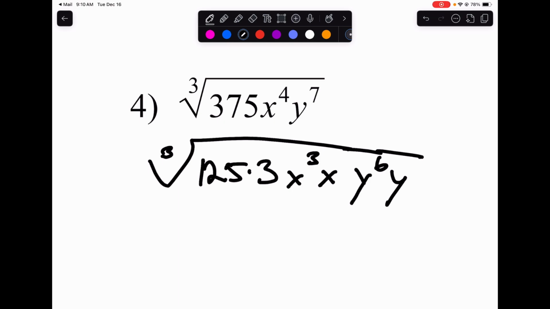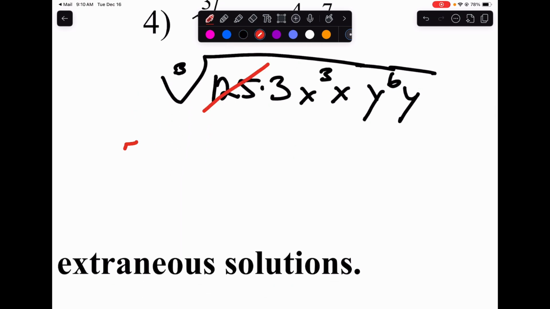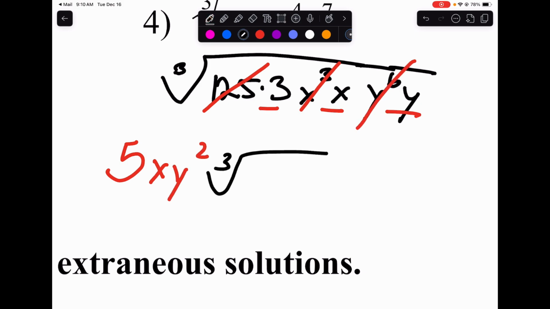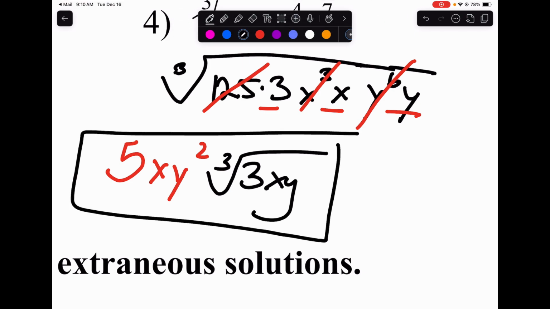The reason I do this is I want to break it down into numbers that I can divide by 3. The cube root of 125 is 5. 3 stays in. Cube root of x cubed is x. This x stays in. Cube root of y to the 6th is y squared. This y stays in. So I've got cube root of 3xy. And that is my answer there.